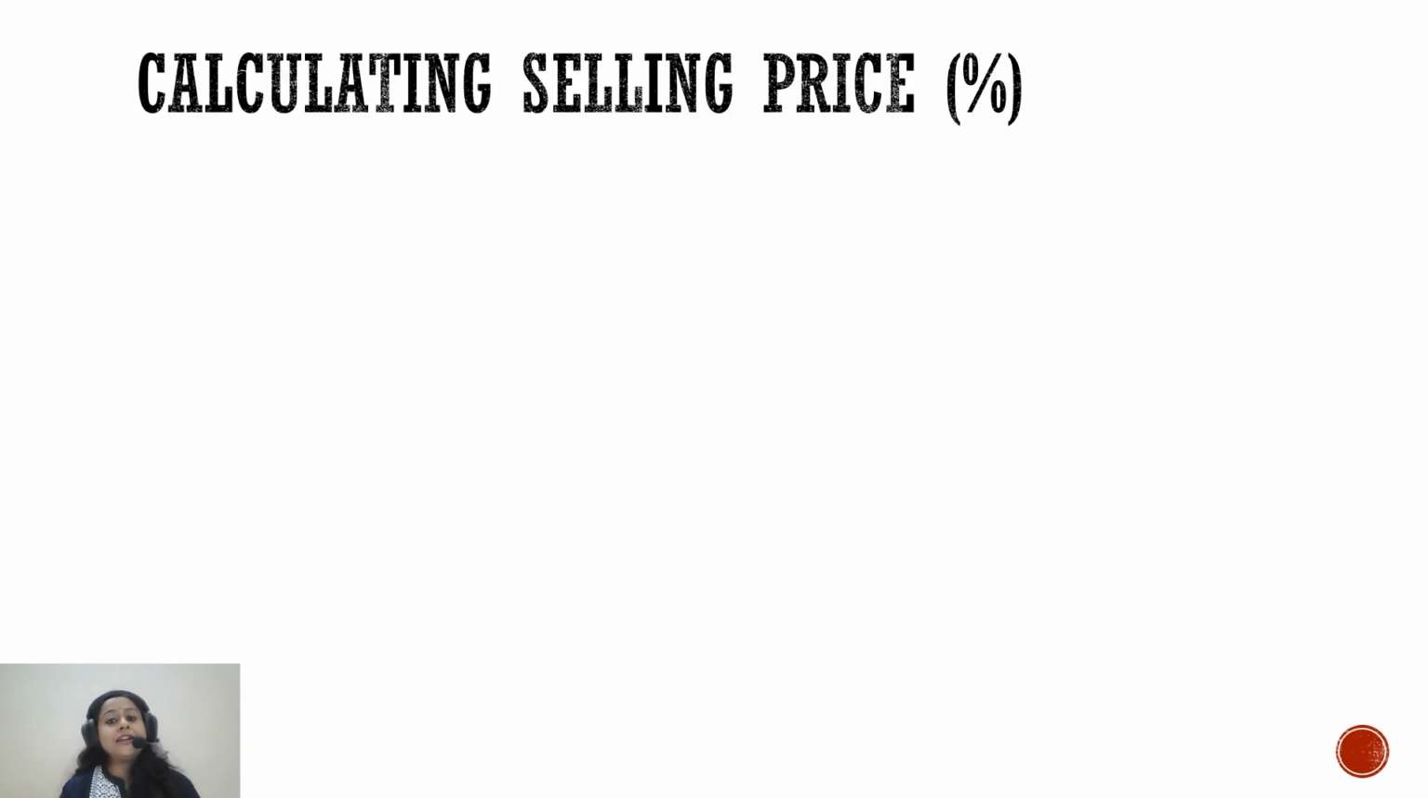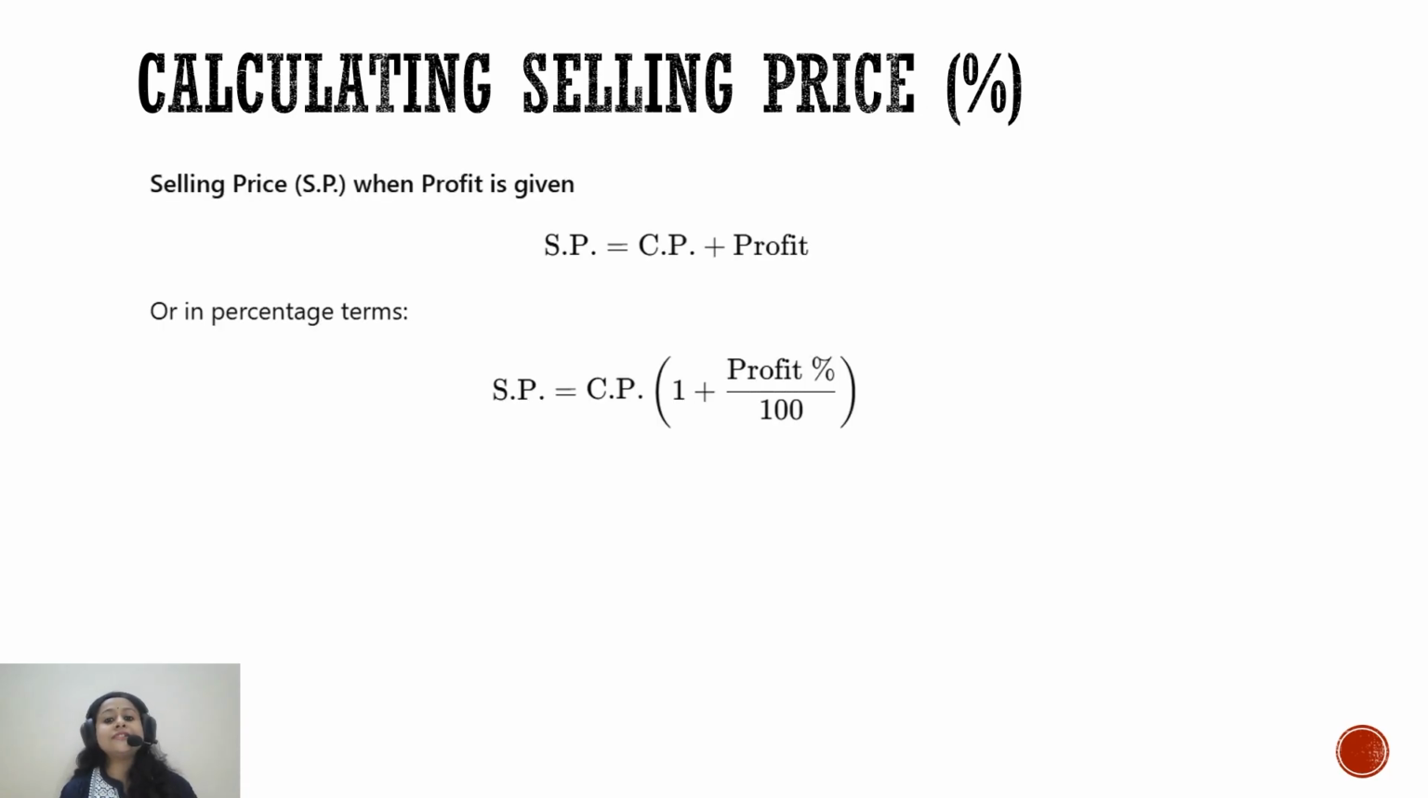So, calculating selling price when cost price and profit are given. There is a particular formula and you have to memorize it. So selling price when profit is given is obviously cost price plus profit.